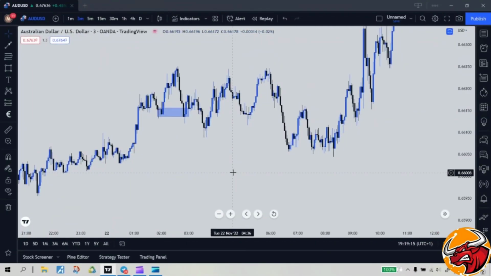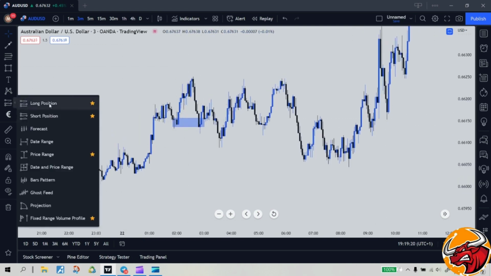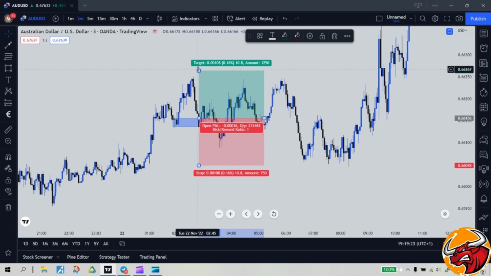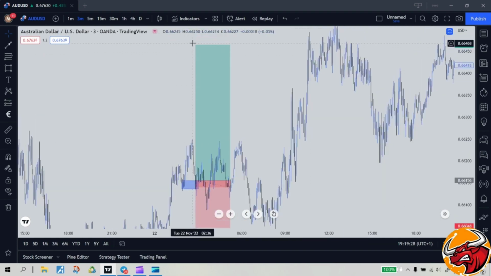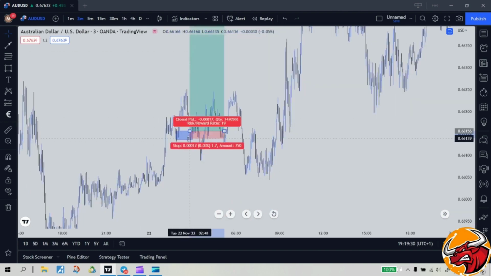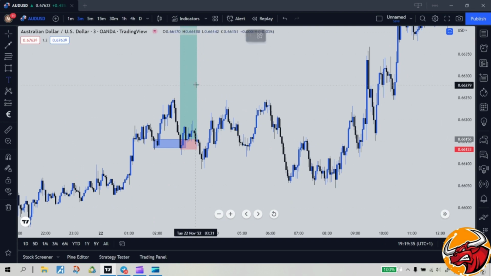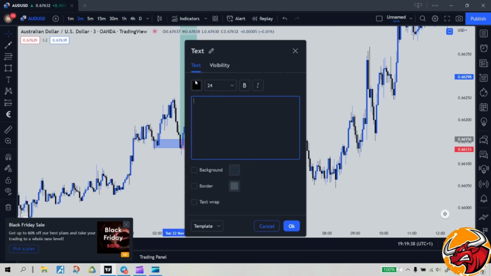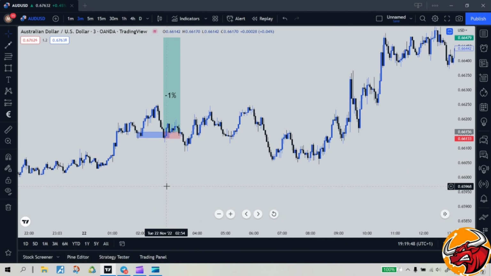Let's take a look at real chart examples. So here we have our first demand zone. Imagine you open a buy position. You target, I don't know, like this, and you lost this trade, right? So let's type -1%. Was this one, okay?